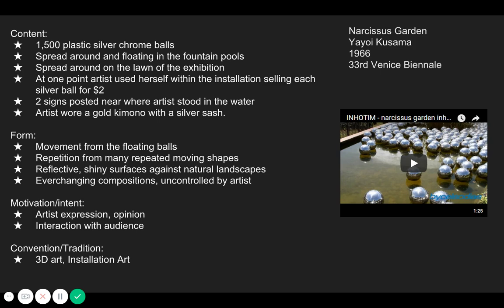There are a few images of the Narcissist Garden throughout these slides, but for this first one, I just want to take a quick second. It's a film of her installation that will walk you through it a little bit. I want you to take a look at it so you can get the full effect of it. It's really hard to appreciate some of these types of artwork that are installations or happenings from just an image in our AP book. So I'm going to go ahead and start this for you.